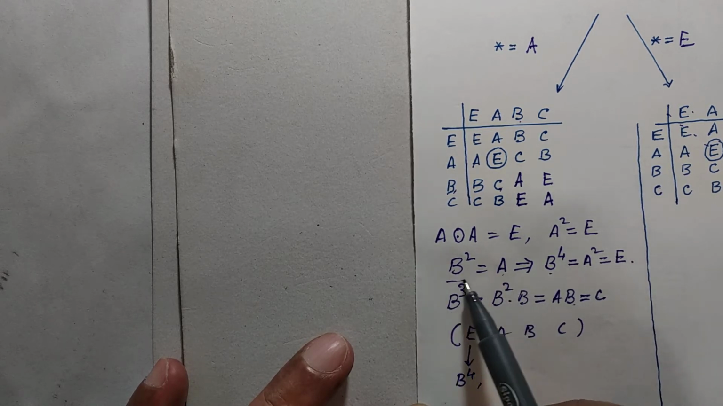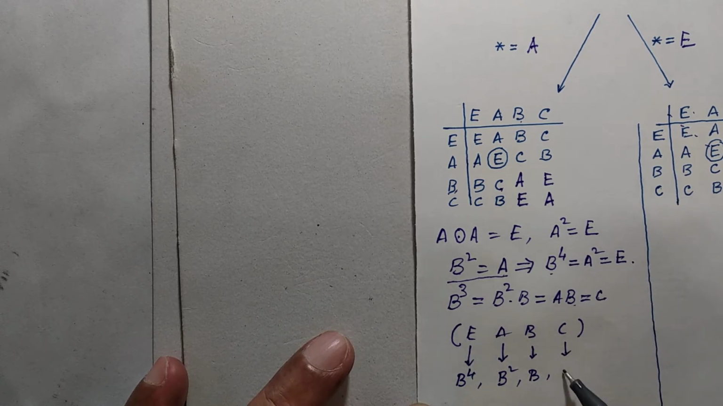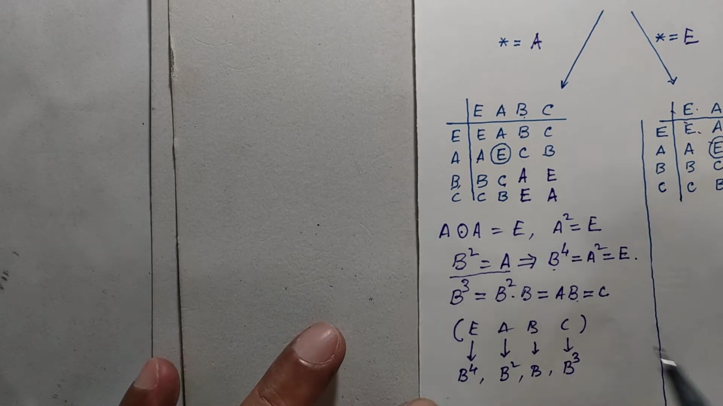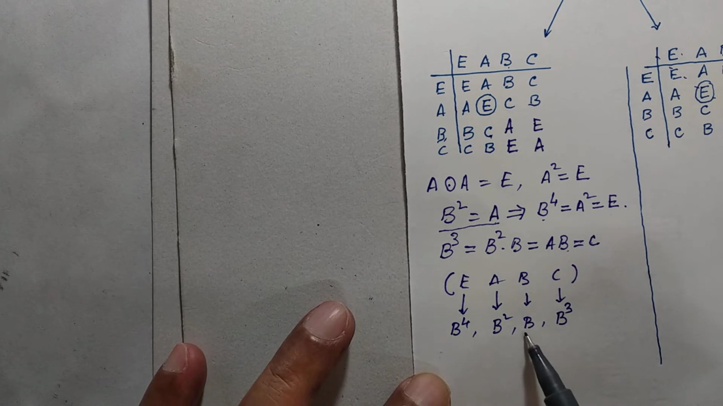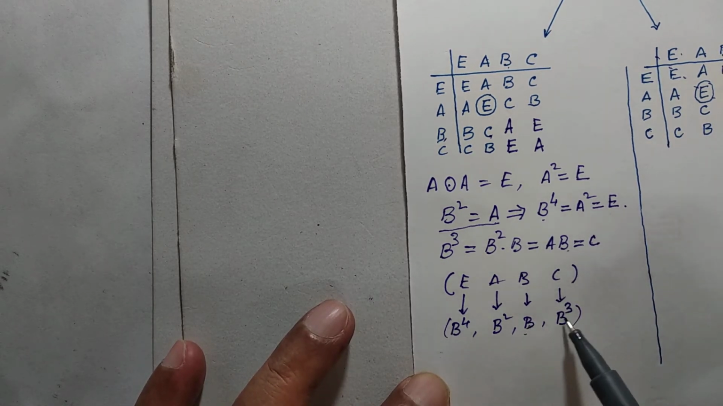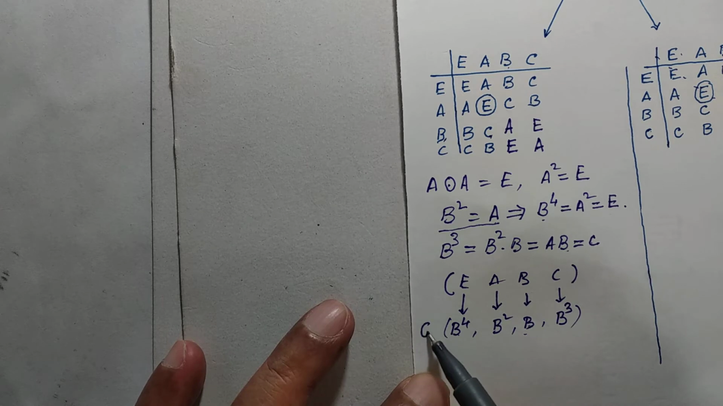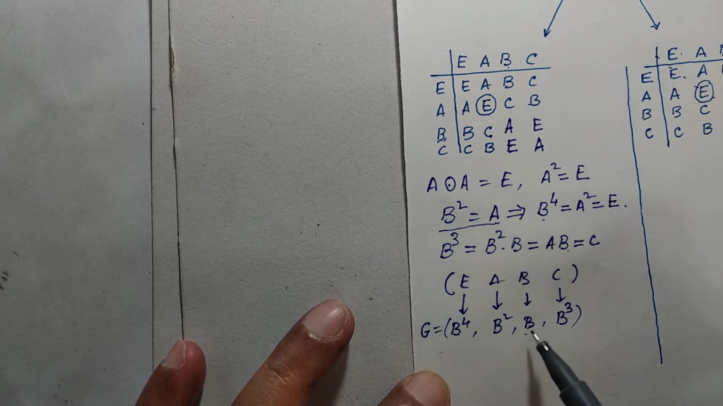Here we find A is B square, B is left as it is, and C is written as B to the power 3. So we note that B is the generator of all these elements. Different powers of B up to B to the power 4 constitute the whole group. The whole group G is like B, B square, B cube, and B to the power 4.